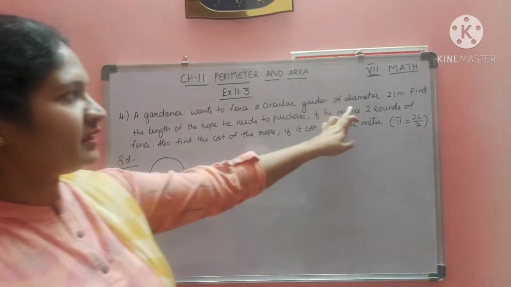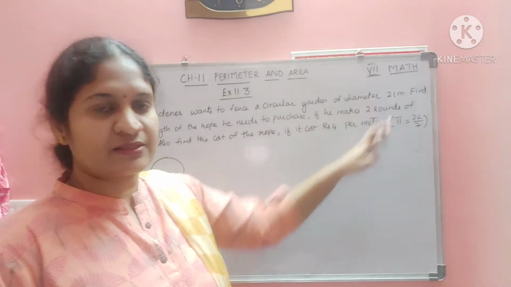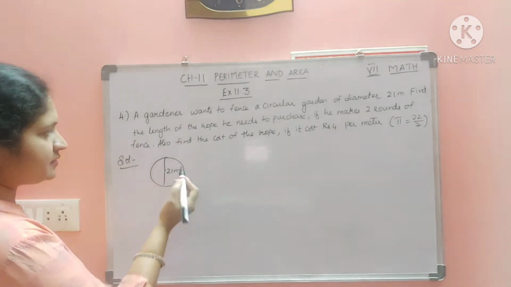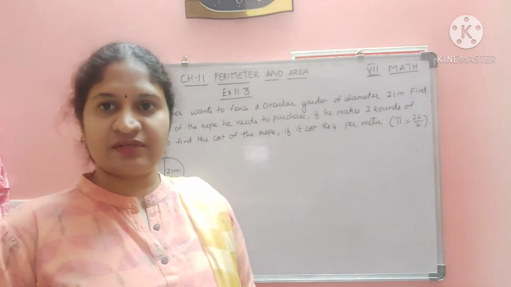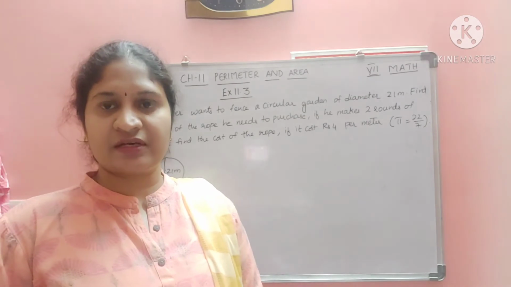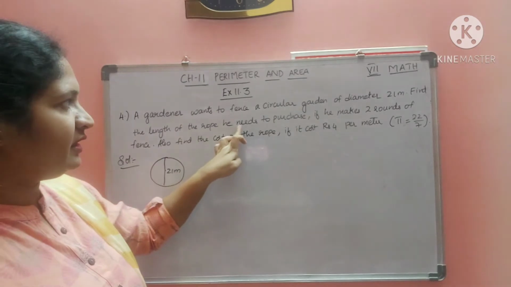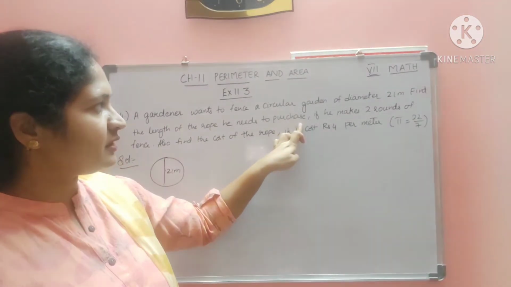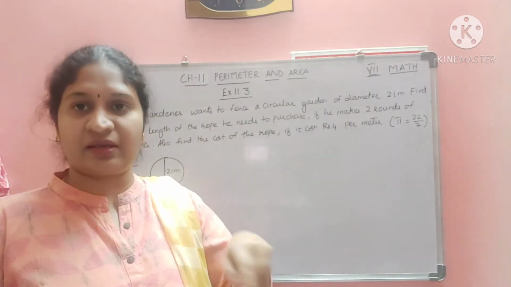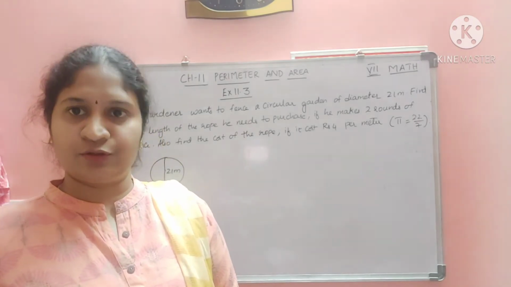So what they have given, the diameter of this circular garden they have given it as 21 meters. So diameter we are taking it as 21 meters. So we have to find out circumference of this circular garden here. Circumference of the circular garden or circumference of a circle is 2 pi r, right? Now here the length of the rope he needs to purchase. They are asking you to find out the length of the rope he needs to purchase. If he makes 2 rounds, he wants to fence 2 times. So after finding the circumference of a circle, we have to multiply with 2, right?